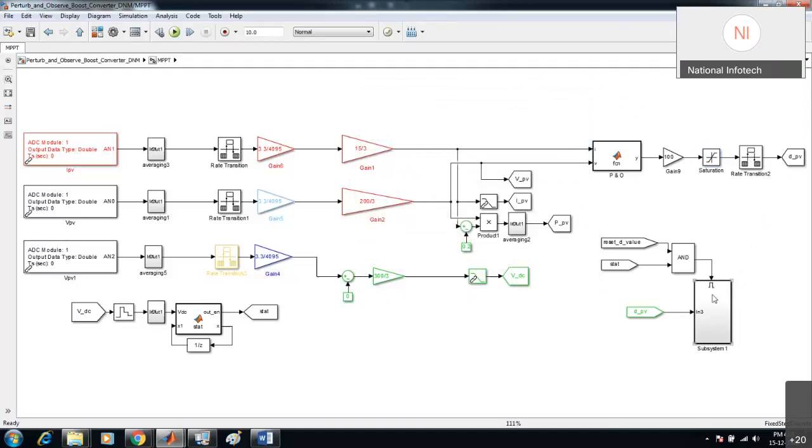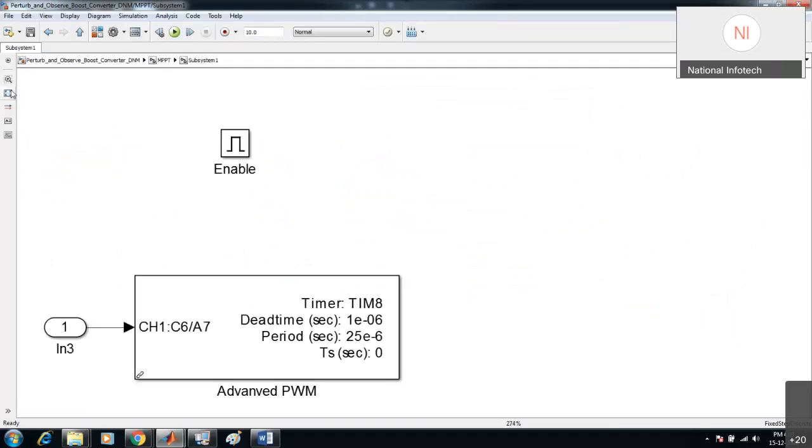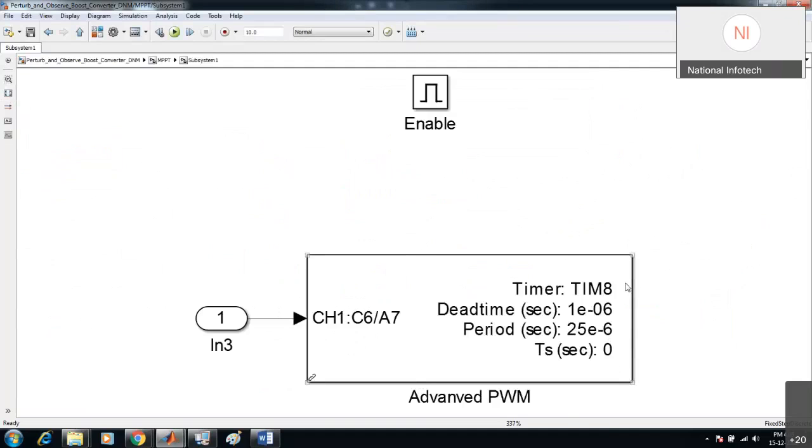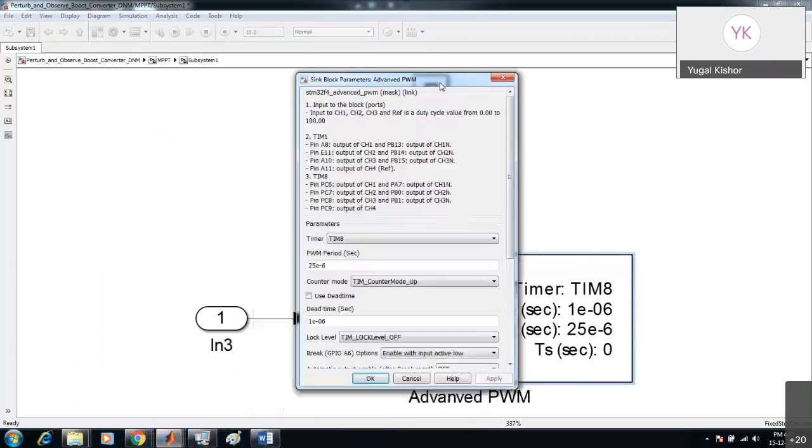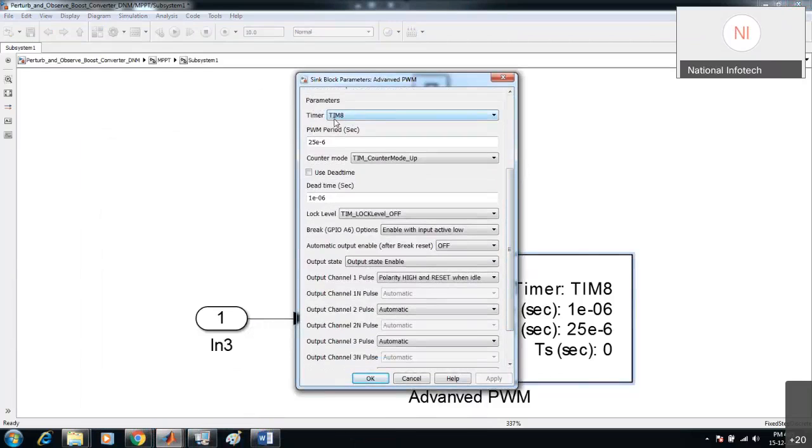So this duty cycle we are giving to our advanced PWM. In advanced PWM we have set this. You know how we can set this. We have taken timer 8 for this advanced PWM block, and the PWM period here is 25 microseconds. So what is the frequency here?